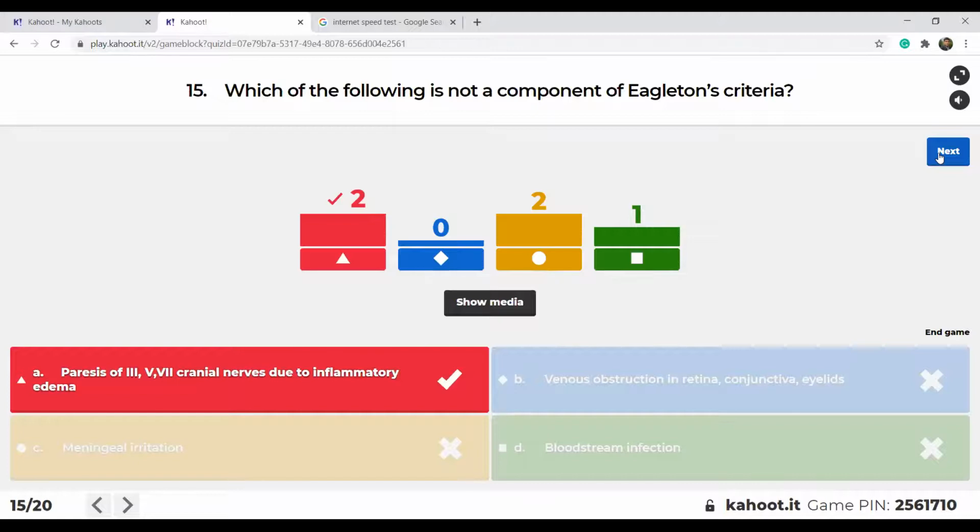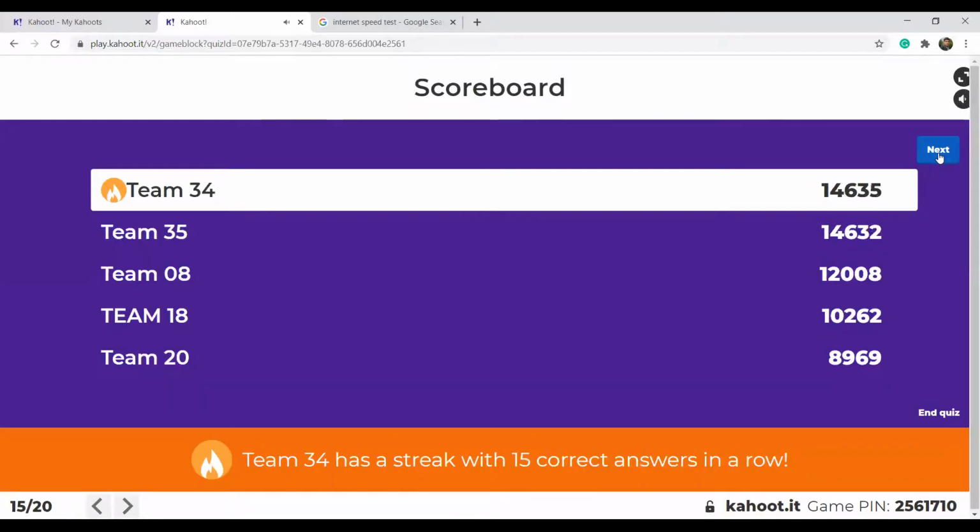Right, so scoreboard now. Team 34 again on top. Okay, next question.